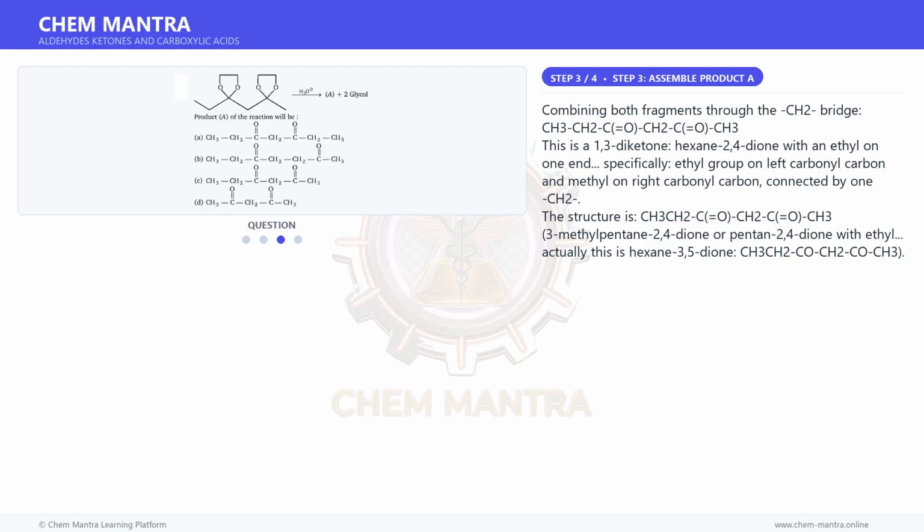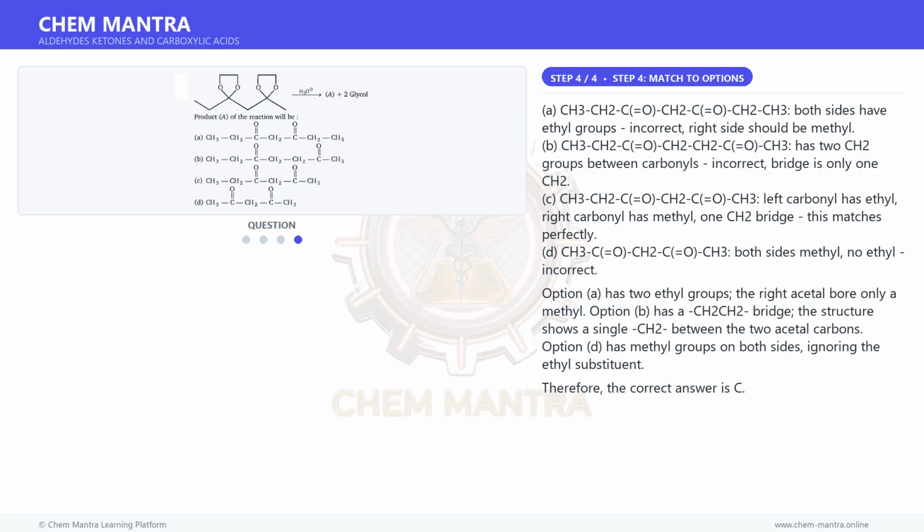The structure is CH3CH2C=O, CH2C=O, CH3, 3-methylpentane-2,4-dione or pentane-2,4-dione with ethyl. Actually, this is hexane-3,5-dione, CH3CH2COCH2COCH3. And for the final step, the options.